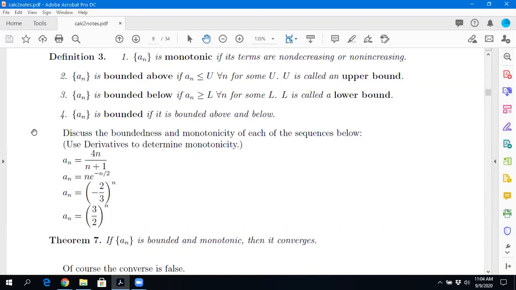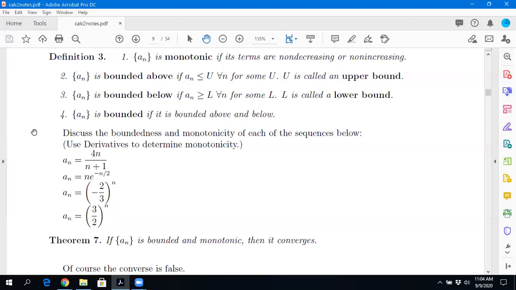I want to talk about the boundedness and monotonicity of each of the following sequences. Now, you might say, how can I tell if a sequence is monotonic, right? Well, a sequence is monotonic if it's always moving in the same direction, correct? And we actually have a tool from calculus that tells us if a function is moving in the same direction. And it's the derivative, yes?